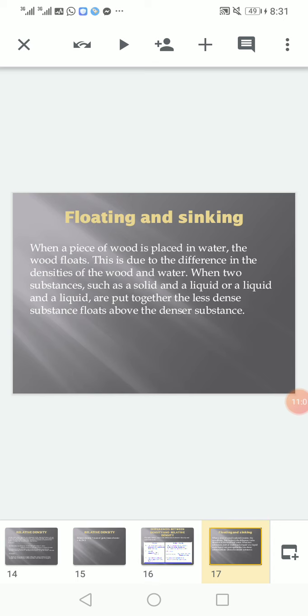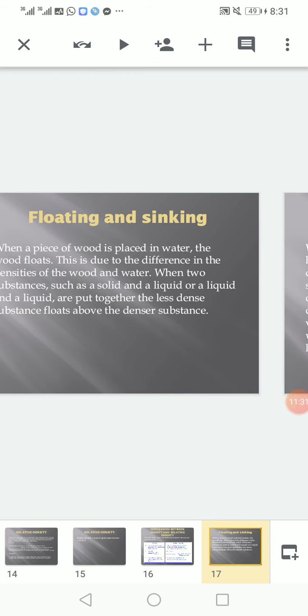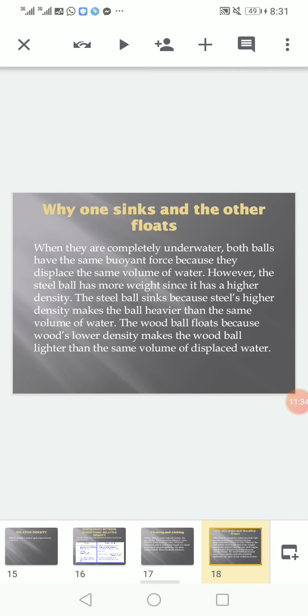Now, the relationship between floating and sinking is explained in this slide. When a piece of wood is placed in water, the wood floats. This is due to the difference in the density of the wood and water. When two substances such as solid and liquid or liquid and liquid are put together, the less dense substance floats above the denser substance. This was explained in detail in the previous slide. Why does one object sink and one object float?